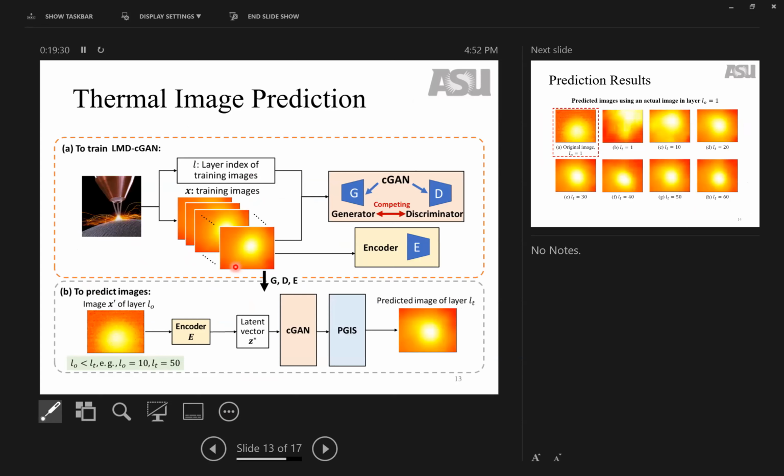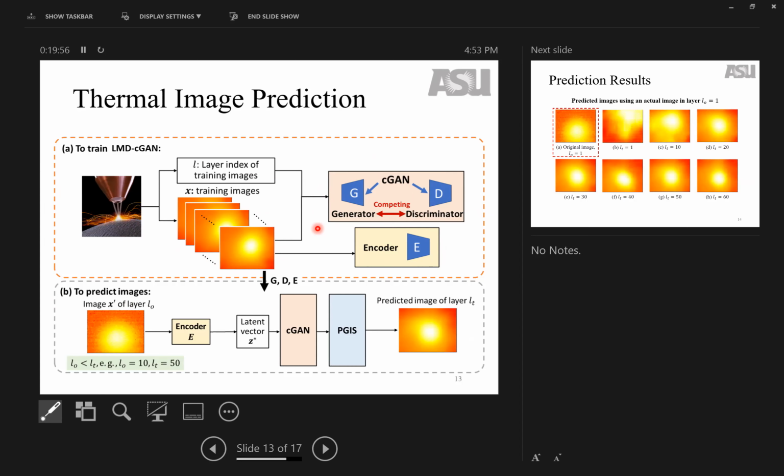Now, we have all the components ready. This is a flow chart demonstrating how they work together. In the training stage, we obtain some real thermal images for a finished LMD part. We use that image to train the LMBCG model. It consists of the encoder E and CGN, as we mentioned before.